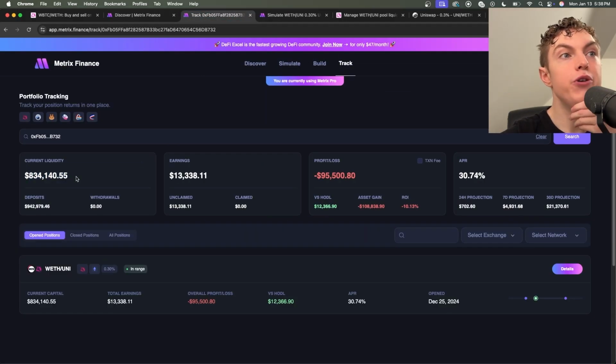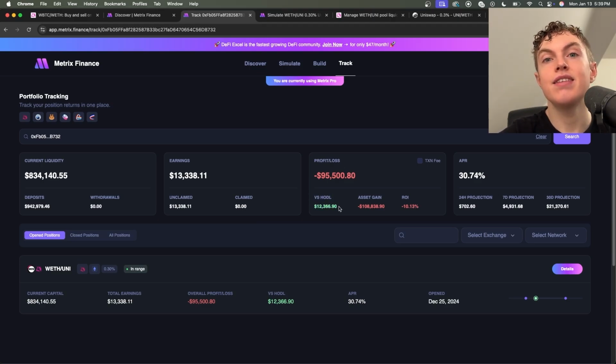paste it in. So now you can see this guy's current liquidity, his current earnings, the fees he's actually making by being in this liquidity pool. And you can see that if he were just holding on to these assets, he would not be making as much money as if he were in this liquidity pool. So you can see his versus HODL, his asset gain, his ROI, his APR, etc.